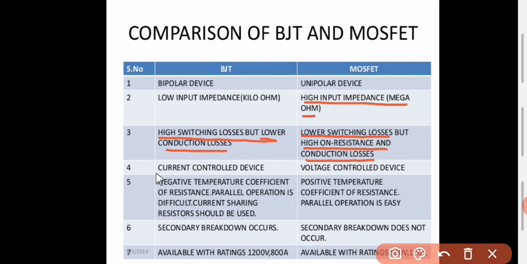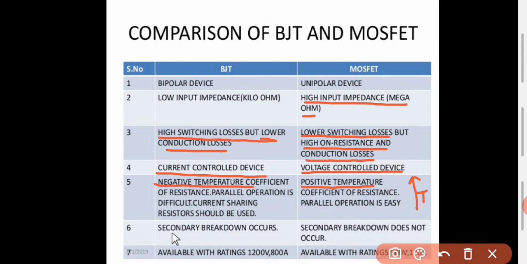Fourth, the BJT is a current control device, because the collector current depends on the magnitude of the base current, while the MOSFET is a voltage control device because the drain current depends upon the magnitude of the gate voltage. BJT has a negative temperature coefficient, that means as the temperature increases, the resistance of the device decreases, while the MOSFET has a positive temperature coefficient because the resistance increases with increasing temperature.